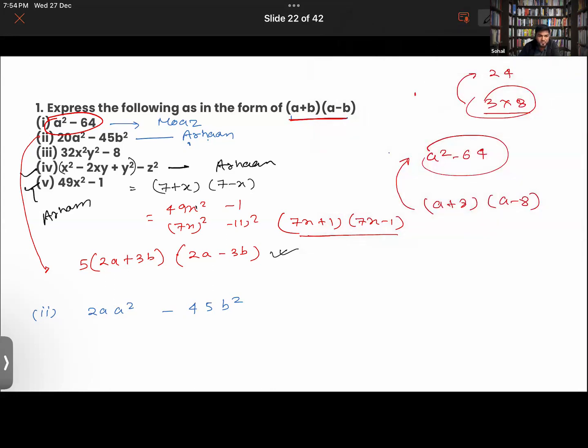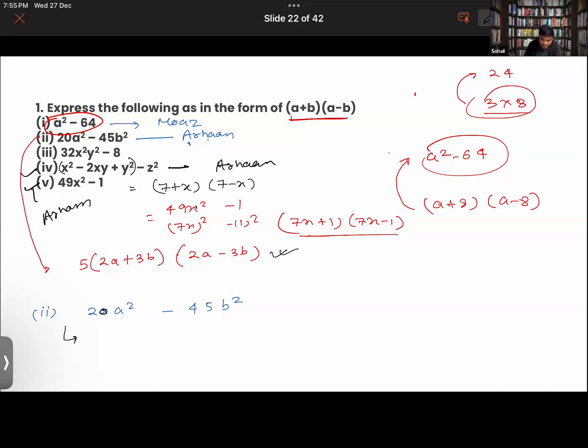Sir, can you explain question number 3? Yeah, sure. Let's do question number 2 as well. Let's solve this one also. First, let me solve this one, then we'll be moving to question number 3. So that is 20a square minus 45b square, right?